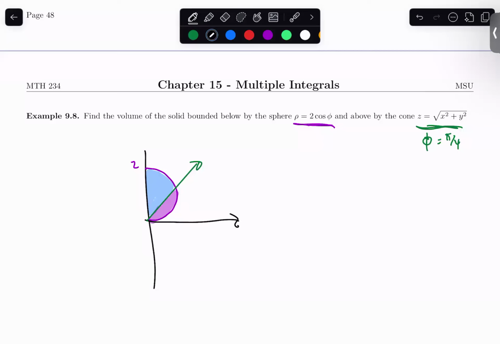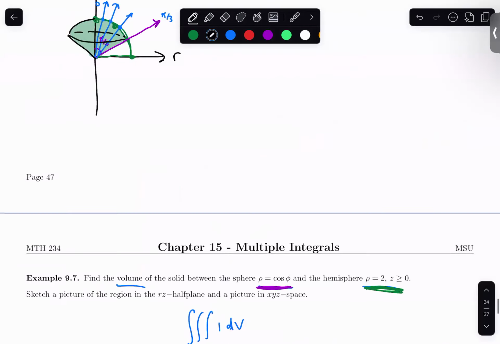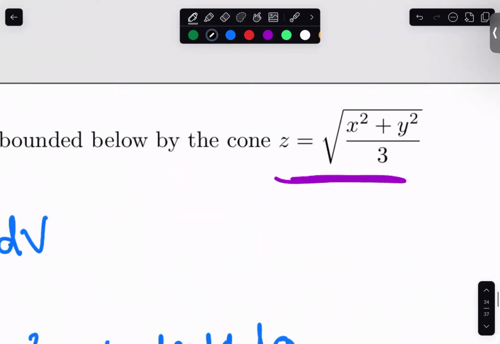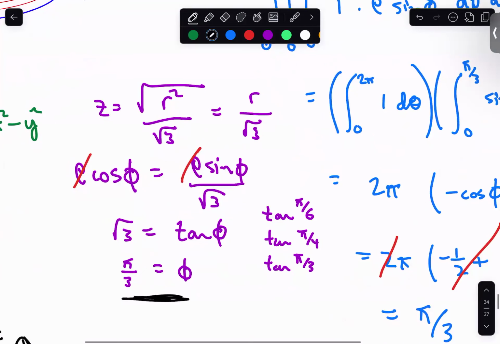As I walked around, I saw quite a few good pictures. Our sphere looks again like this, 2 cosine phi. It's going to be very similar to our last one, but just scaled by a factor of 2. And then if you do the same sort of steps that we did a couple problems ago, our cone was actually more complicated back then. But when we did these steps of converting our cone maybe into cylindrical and then into spherical, and you play the same sort of game, this time you're going to have a 1 over here rather than a root 3. And so you're going to get that phi equals pi over 4 this time.